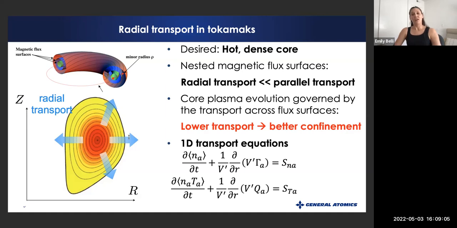Thus, to study confinement, we will follow the radial evolution of the plasma density and temperature across the magnetic surfaces, which are defined by simple 1D transport equations, where gamma and Q are the transport coefficients, specifically the particle and energy fluxes, and Sn and St are the particle and heat sources.